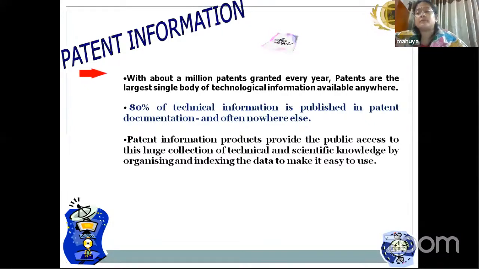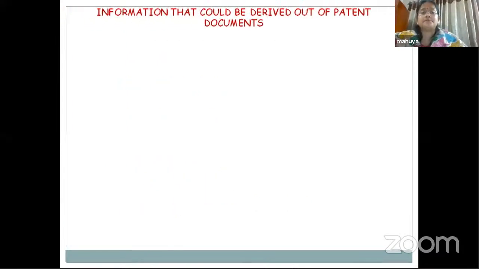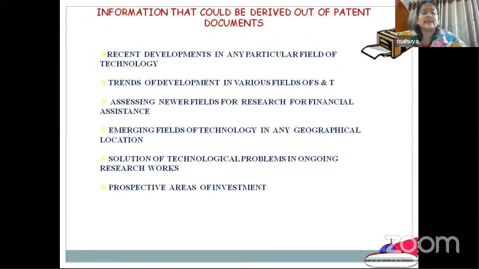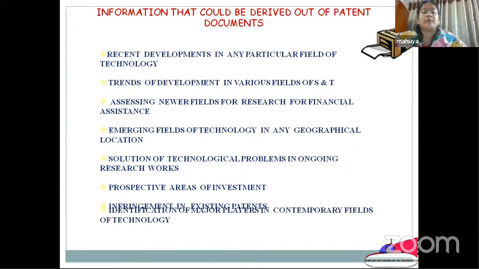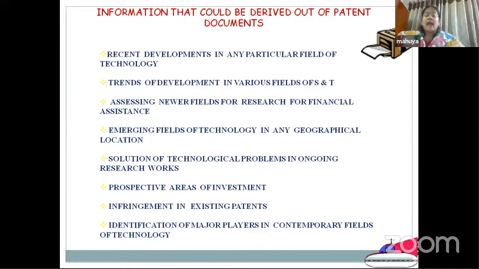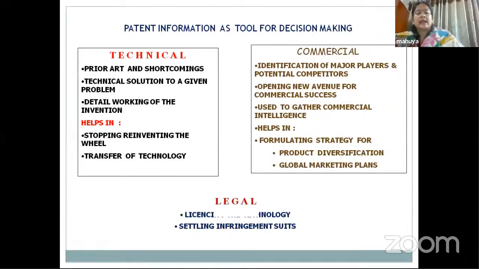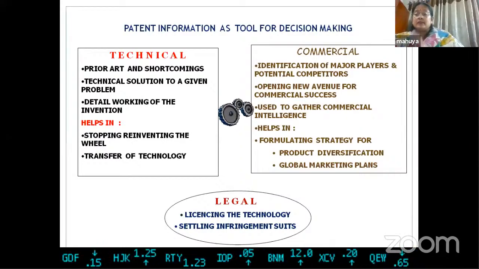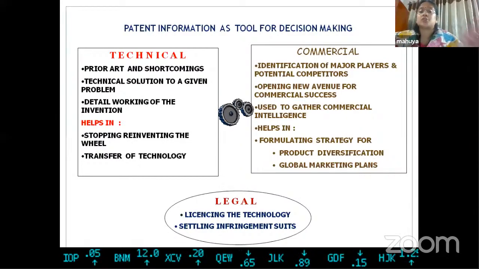We should do novelty assessment. From this novelty assessment, we can assess recent developments in any particular field of technology, trends of development, newer fields of technology, and who is active in your area. You can find out your competitor, infringement in existing patents, and prospective areas of investment. And technically, commercially, and legally, you can decide whether you go for this research or not.